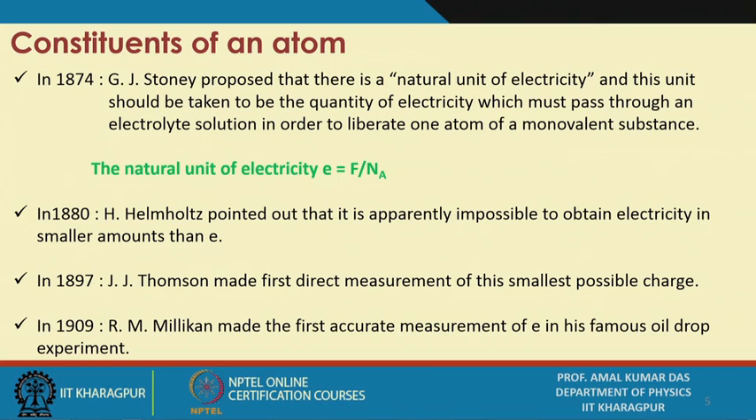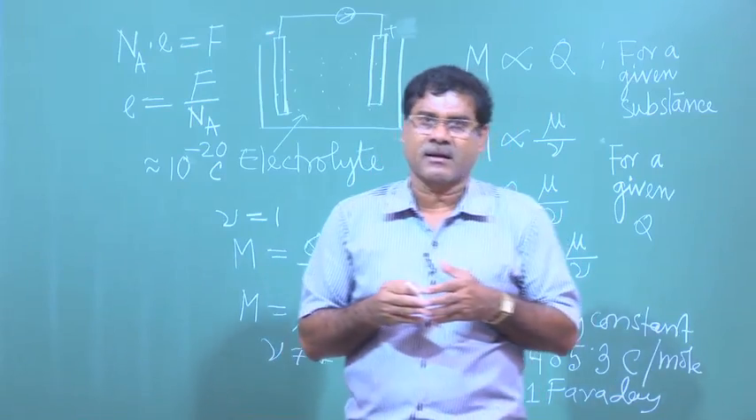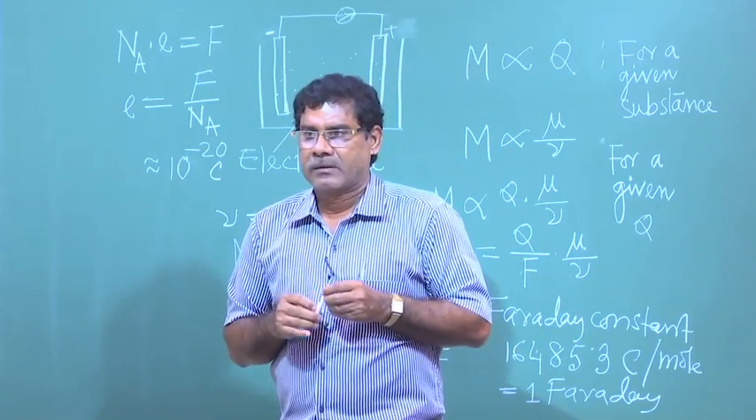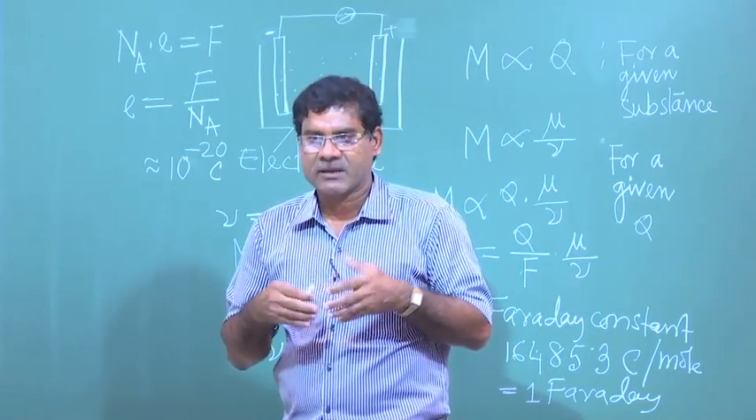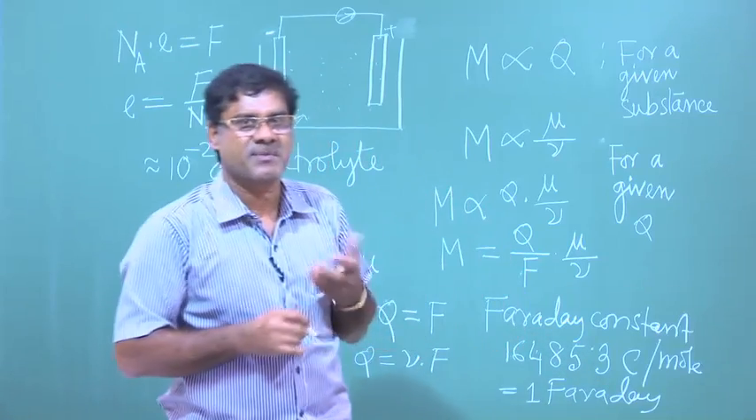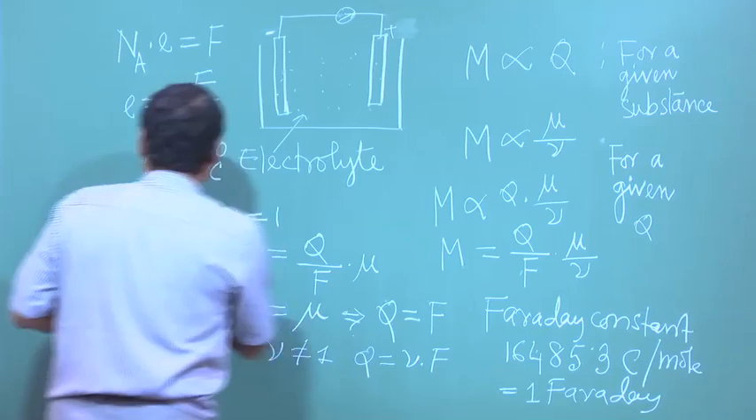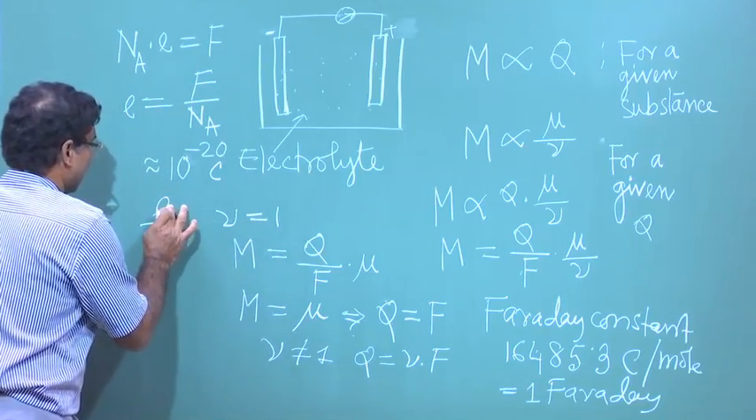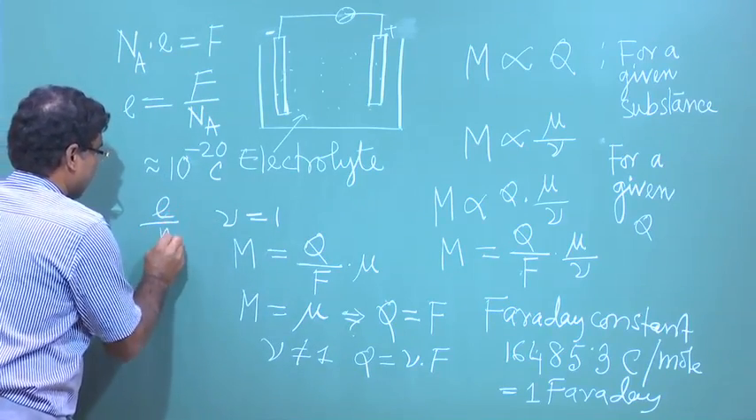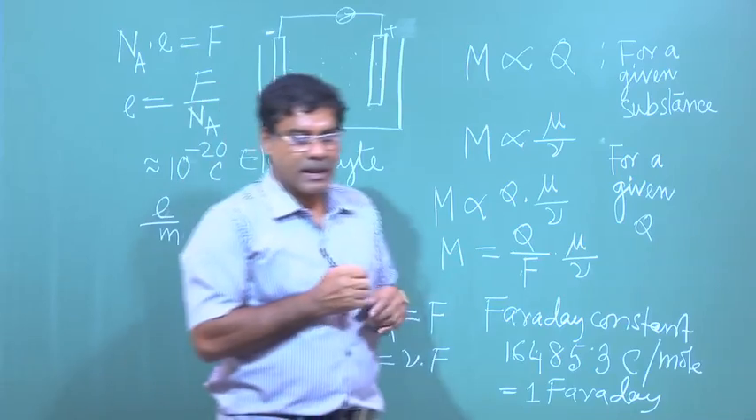But in 1897, J. Thomson made the first direct measurement of this smallest possible charge, but that was not very accurate. From J. Thomson's experiment we get the specific charge, that is the charge E by m, E by m.